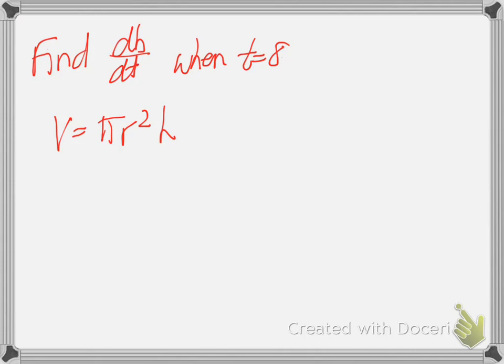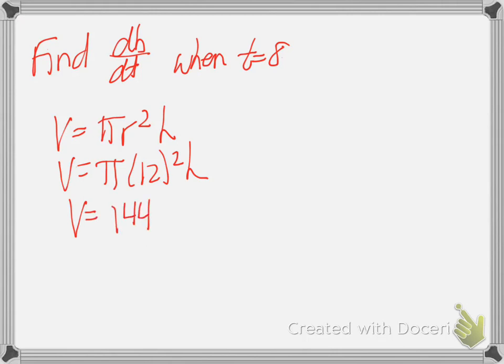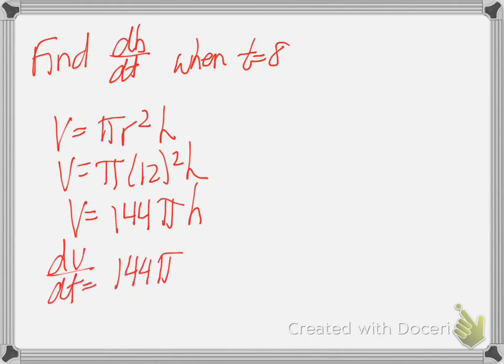But in the picture and in the story, they're telling you that the radius is 12. Now, if it's in the shape of a cylinder, that means that's a constant. The radius is always 12. So we can substitute r for 12. And we're actually going to get the volume is 144 pi h. Okay, so we're trying to find the derivatives here. So we're going to get dV over dt equals 144 pi dH over dt.